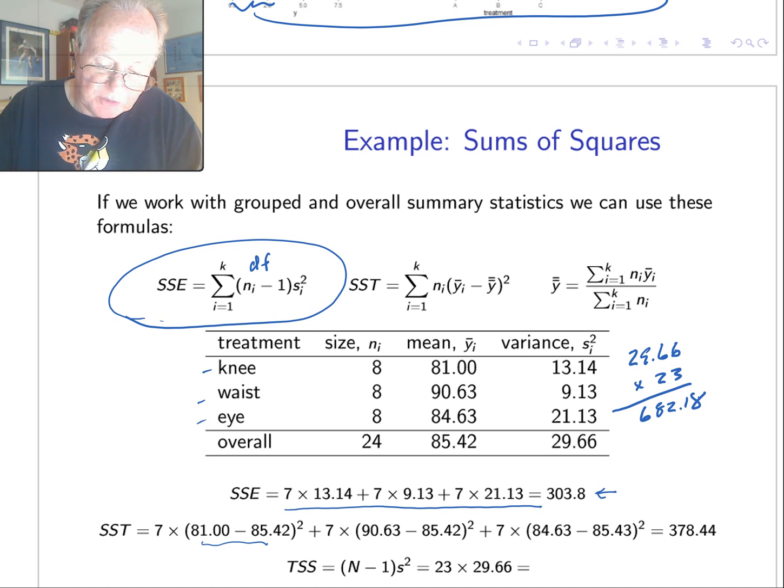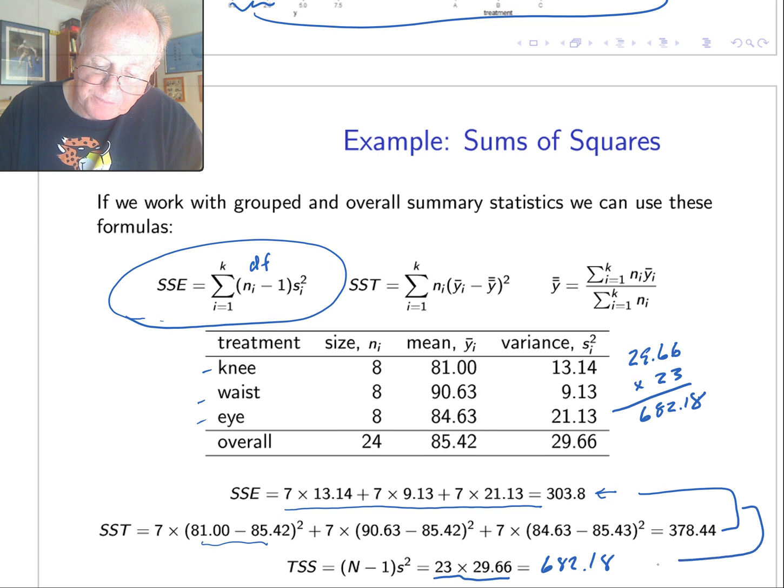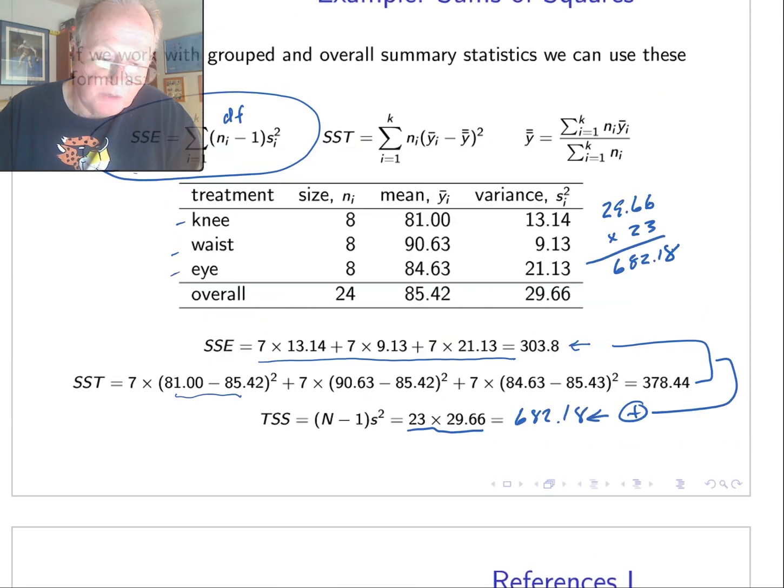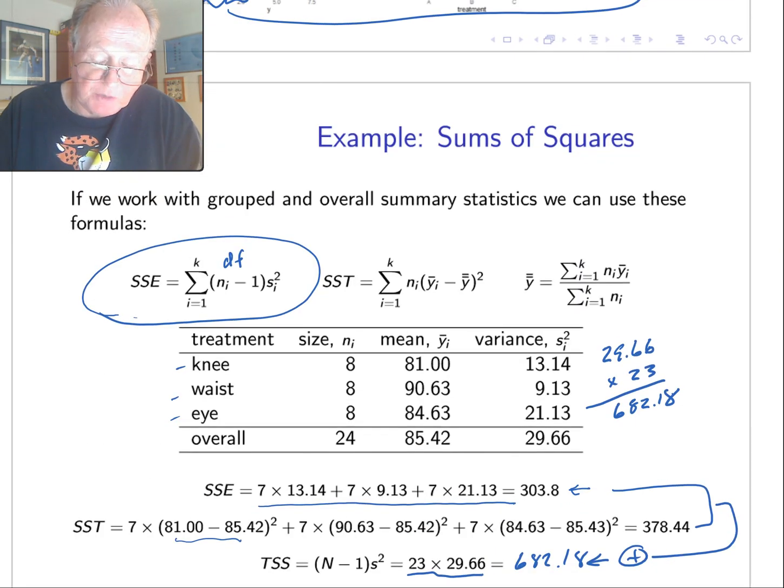Finally, total sum of squares. Multiply degrees of freedom overall for the experiment times the overall variation, 68.18, which is just the sum of these two. So, we can decompose the sum of squares. In our next lecture, we'll talk about what we do with those sums of squares to do the test.